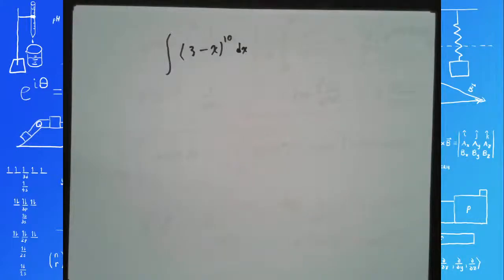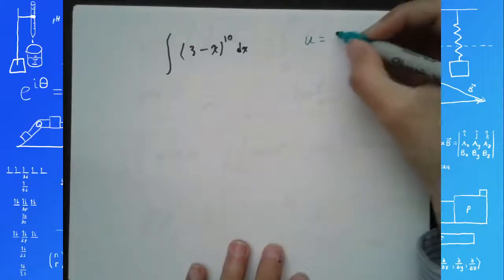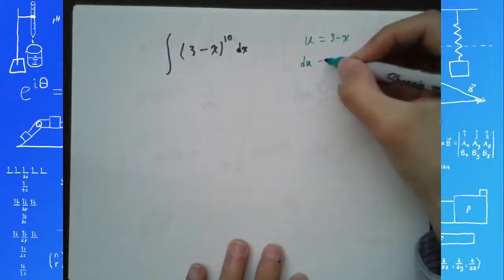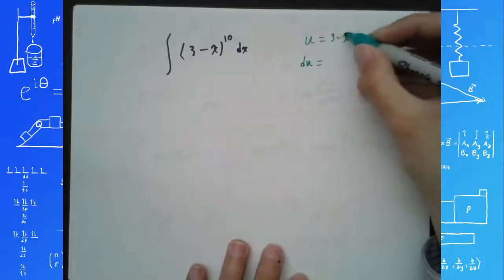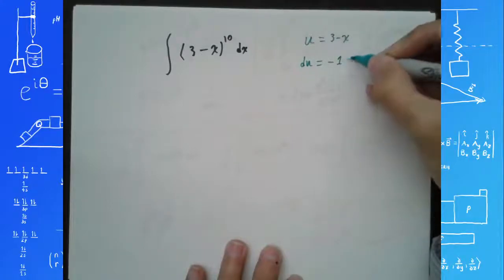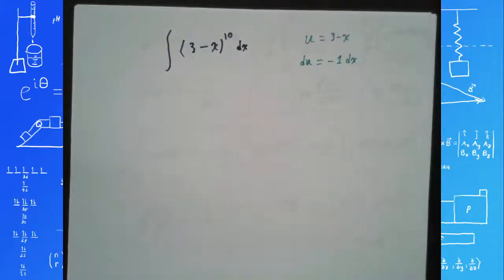But there is an easier way using U substitution. So what you would do here is you would do U equals 3 minus x and du equals negative 1 dx, or negative dx, whatever you prefer, if you don't like to explicitly write the 1. I usually don't write it explicitly, but for teaching purposes, sometimes I do.